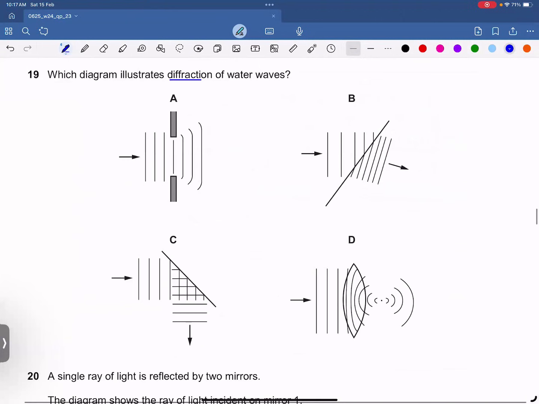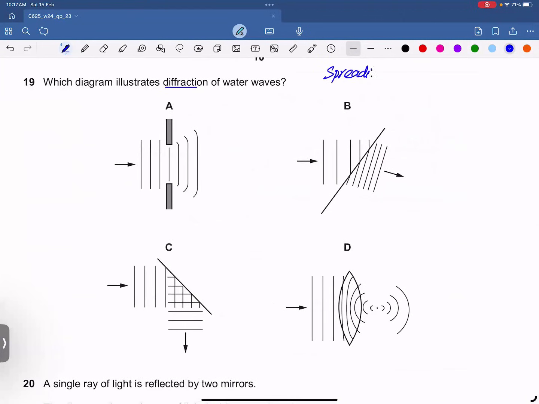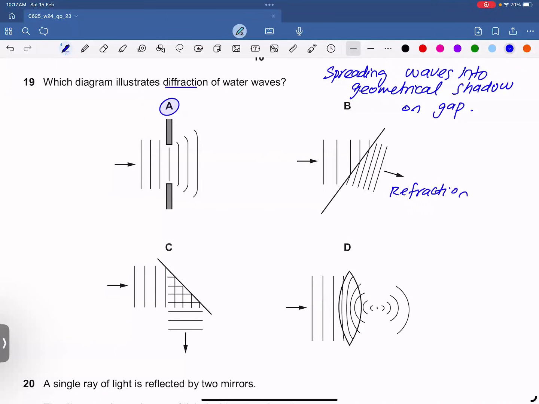Which one shows diffraction? Diffraction, my dear students, is the spreading of waves into the geometrical shadow when incident on a gap, obstacle, or edge. So the right option is option A. Let me tell you, B is refraction. C is reflection. And D, actually, it's a lens, and I don't think the water waves can pass through a lens. It is none of them. So it's not clear what they made. So the right option is A. Proceed to question number 20.